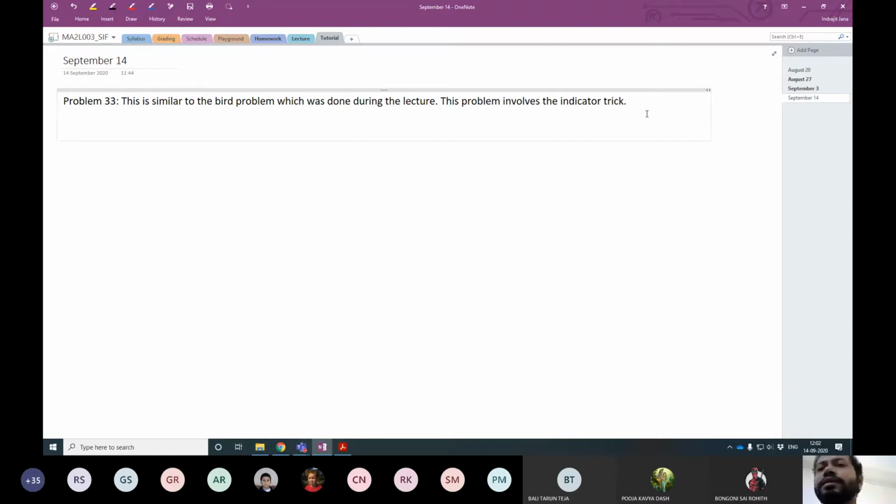So here the statement of the problem is that an urn contains 17 white and 23 black balls, a total of 40 balls. And we choose to pick 10 balls at random without replacement.